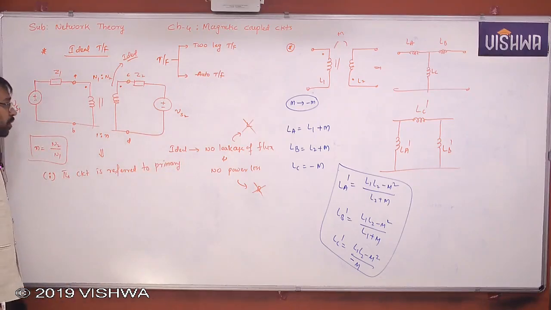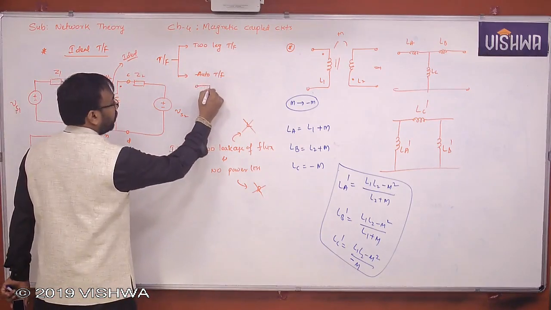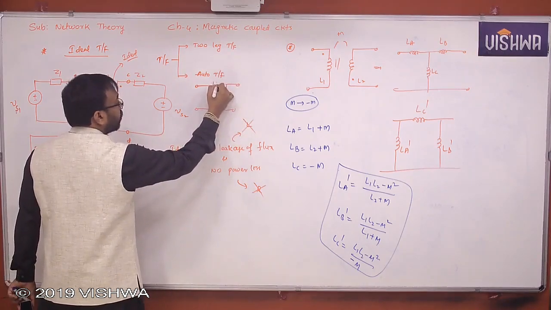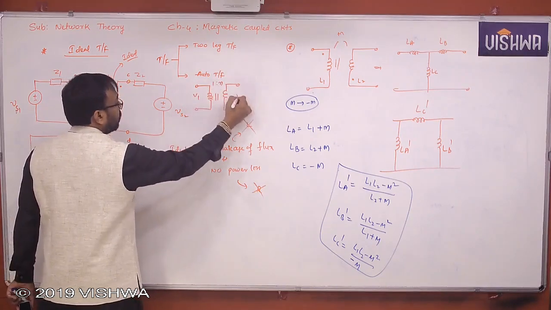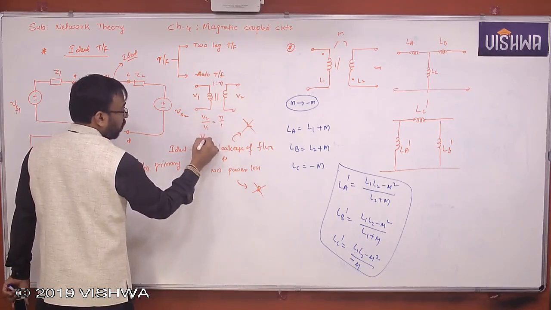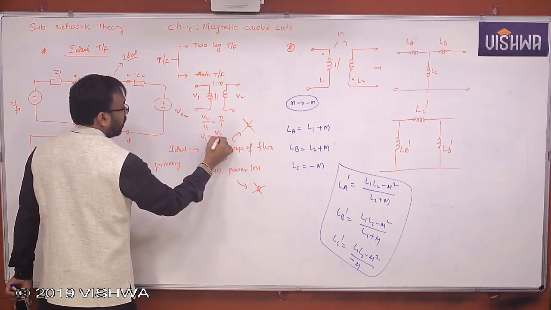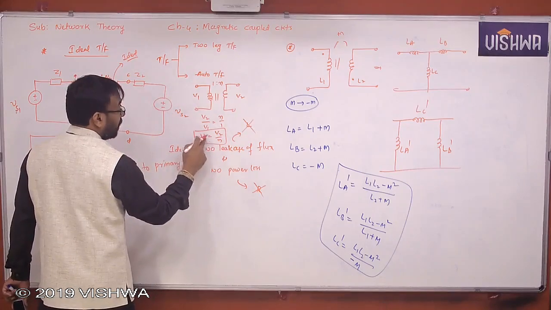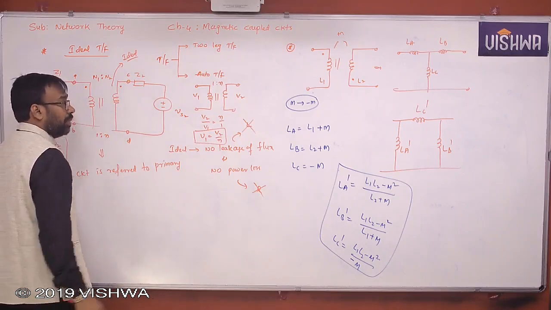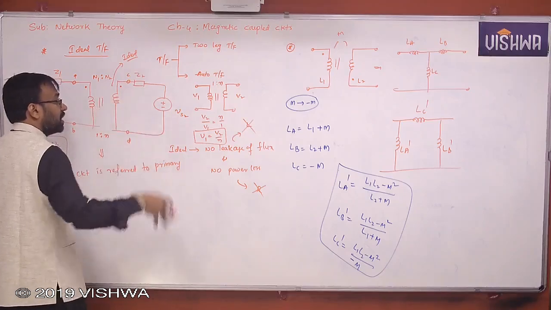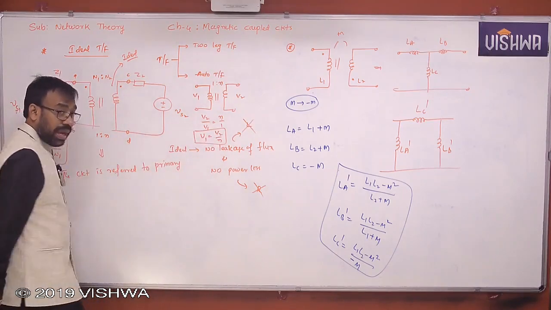The entire circuit is referred to primary. When you take referred to primary, in case of a transformer, you already know this concept. When you have a 1:n ratio, if this is V1 and this is V2, what will happen? V2 by V1 is nothing but n by 1. So V1 is V2 by n. That means V1 can be expressed in terms of V2 as V2 by n. If the voltage on the secondary side is to be referred to the primary side, that voltage is divided by n. Understand all of you?